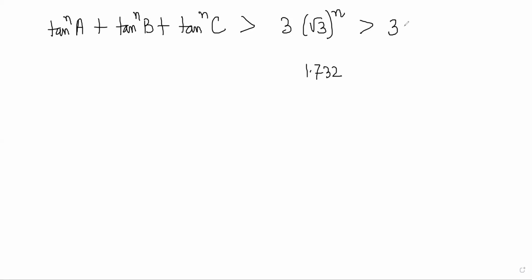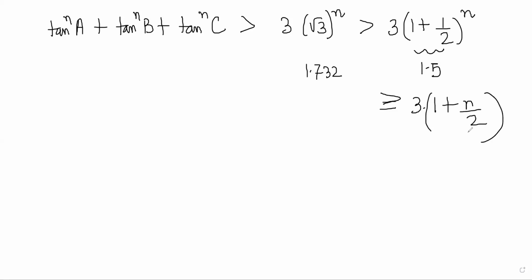So I can write it as greater than 3 times (1 plus 1 by 2) to the power n, right? Because 1 plus 1 by 2 is simply 1.5, so it is obviously true. So this is equal to 3, and using the binomial theorem, this is greater than or equal to 3 times (1 plus n by 2). Ignoring all the future terms, if you just take the first two terms of (1 plus half) to the power n, it is 1 plus n by 2. That is equal to 3 plus 3n by 2, right?